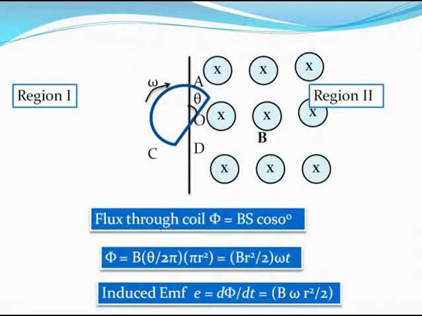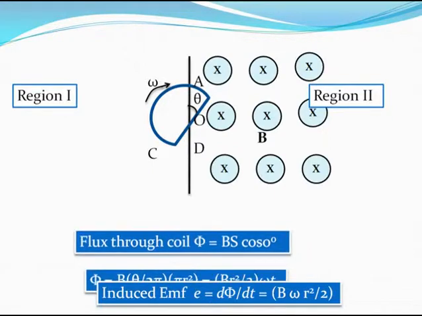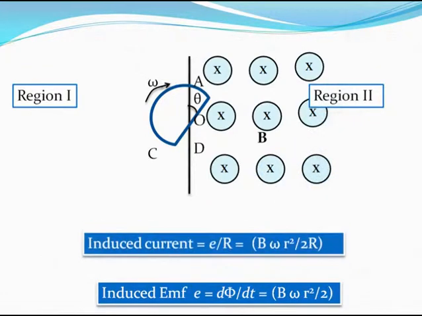Now B omega r square by 2 is the induced EMF, but what is the current? Current is clearly induced EMF divided by the resistance of the loop. So the net induced current in the loop is B omega r square divided by 2R. Understood? So this is the value of the induced current in the loop. So there, we've solved the first part of the question, haven't we?